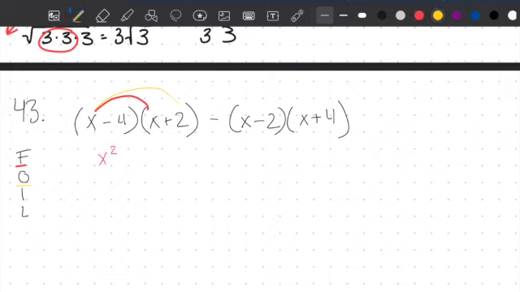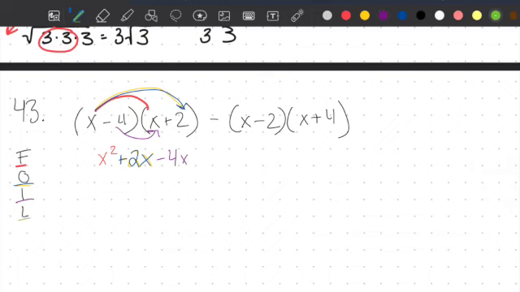Our outer terms are x and 2, which gives us a plus 2x. Sorry, yellow was a bad color choice. Then we have our inner terms, negative 4 times x, which is minus 4x. And then our last terms, negative 4 and positive 2, which gives us negative 8. Okay, so that's my first FOIL done.